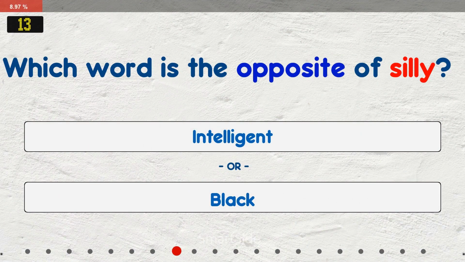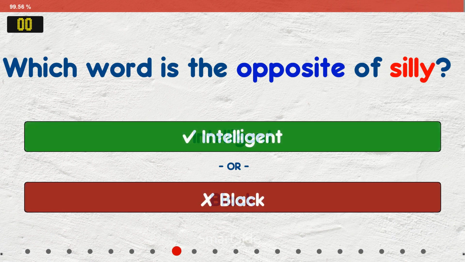Which word is the opposite of silly? A, intelligent. B, lack. The answer is intelligent.